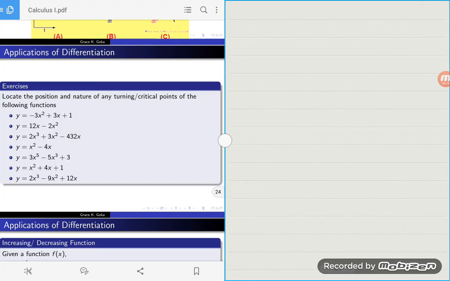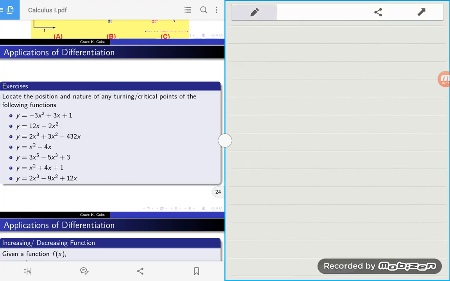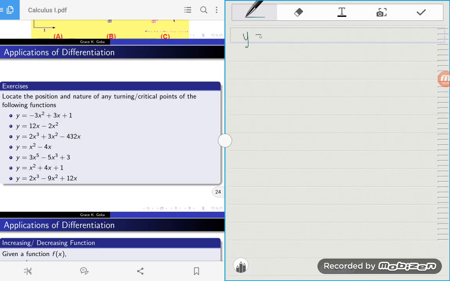We have been given the equation of the curve as y is equal to 3x squared plus 3x plus 1, and we want to find the critical point. The critical point is the point at which the gradient is equal to 0. So we find the gradient of this curve.